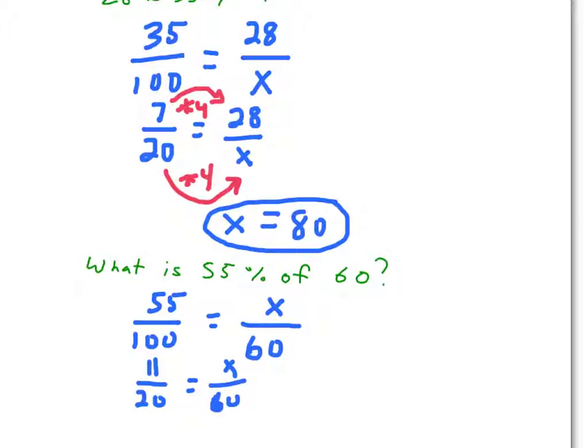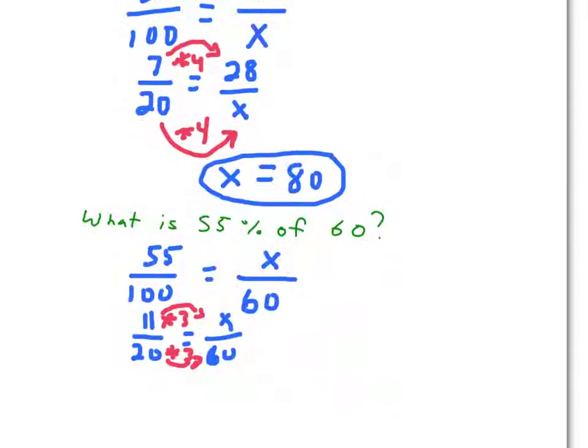So we can see our multiplier here of times 3, times 3. So we end up with x equaling 33. Okay, so that's our answer there, 33.